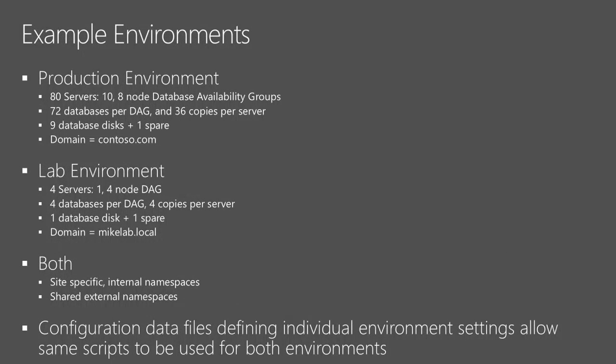So these are the example environments I used in the demo. The specifics of them don't matter a whole lot. Essentially what I wanted was a relatively large environment and also a very small environment. The lab environment corresponds to what I actually use in my physical lab, but the production environment's just made up. I wanted to show how I can write one set of configuration scripts and easily flip them over to target multiple environments.